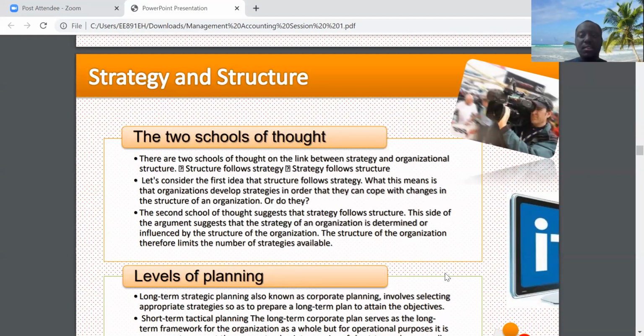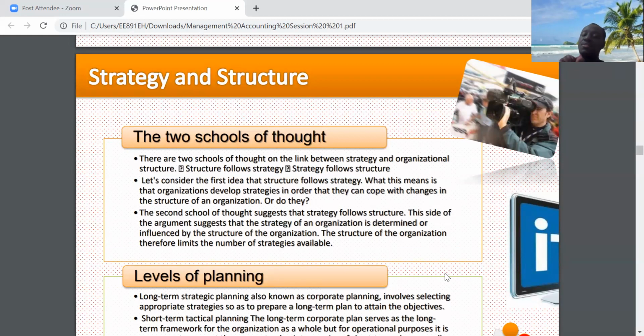So strategy takes the lead, because the organizations develop strategies so that they can cope with the changes in the structure of the organization. Very, very important. Then you have the second school of thought, which is strategy follows structure, which basically means that the strategy of an organization is determined or influenced by the structure of the organization.